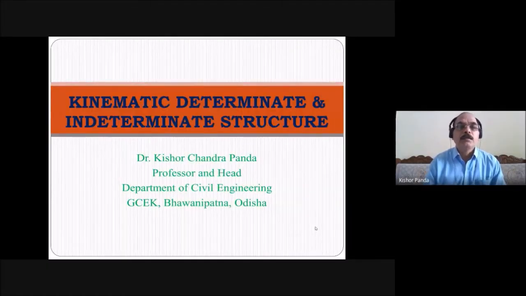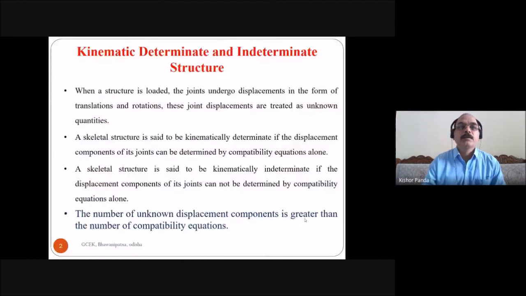Today we'll start kinematic determinate and indeterminate structure. Already you know statically determinate and indeterminate structure, and what about the kinematic determinate and indeterminate structure? So what is kinematic determinate and indeterminate structure?